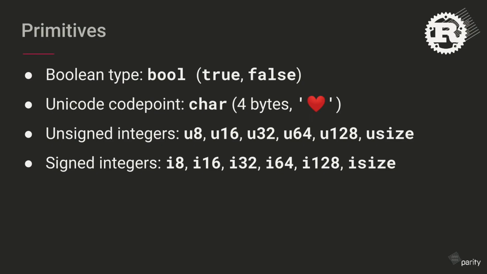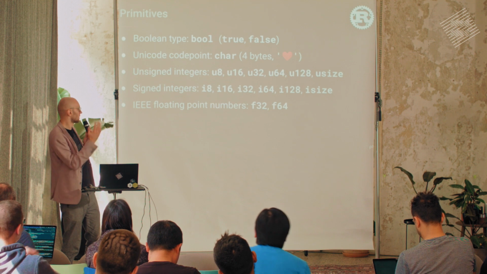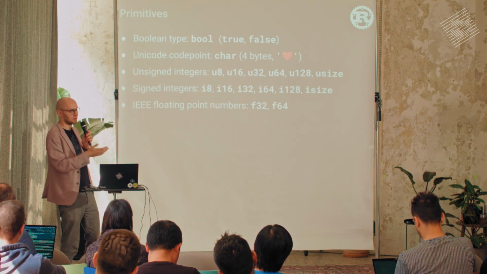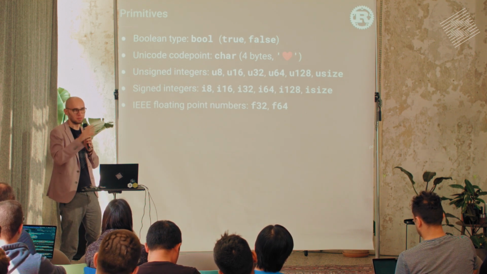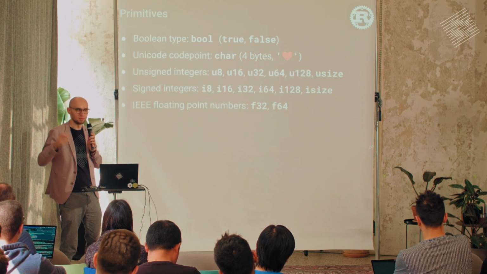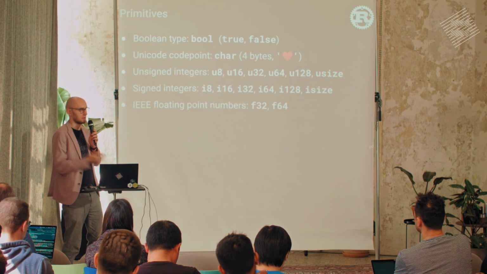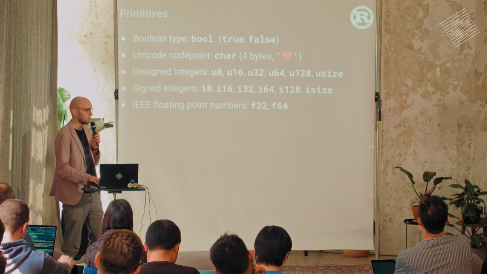There are signed versions of those, so the same, but there's I for integer or U for unsigned integer. And then we have floating point numbers, 32 and 64, so single precision and double precision floats. Rust has, I think, more sane nomenclature here. They look more arcane, but in C you have char and long and int and whatever, and you have to know which one is which size, and here you actually have the size directly in the type name.